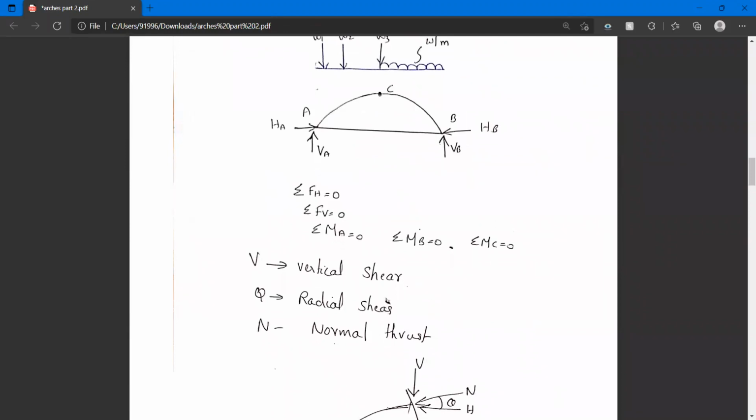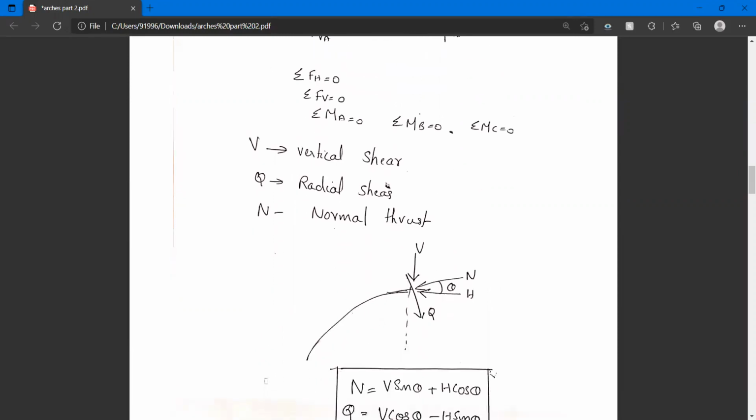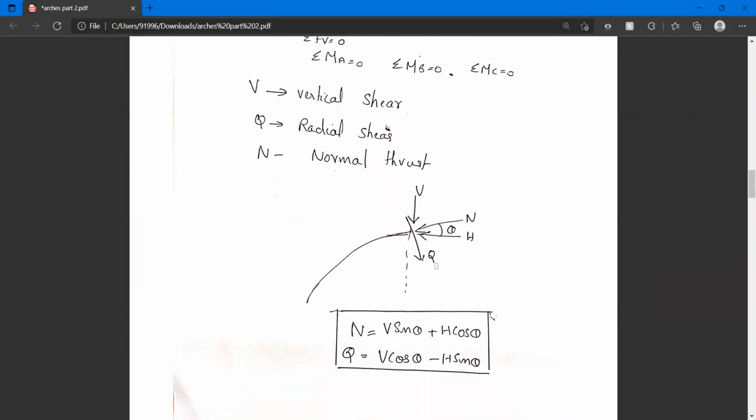Now let us derive the equations for radial shear and normal thrust. V is the vertical shear, Q is radial shear, and N is normal thrust. Diagrammatically they are represented like this, and theta is the angle between N and H. This angle is theta, so this angle here is 90 minus theta. So N is equal to V into cos (90 minus theta), that is V sin theta, plus the component of H along N, H cos theta.